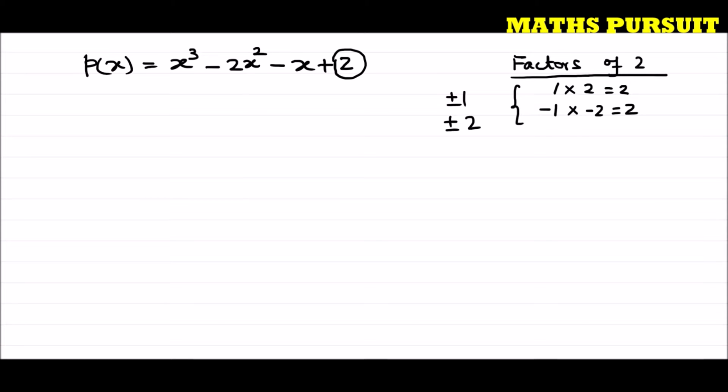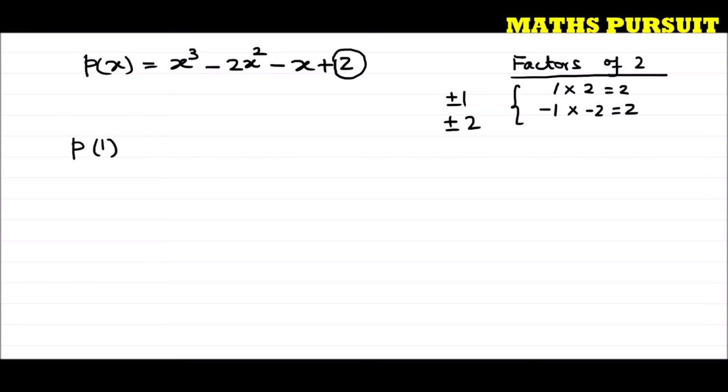Now, as per the factor theorem, we need to check if p(a) is equal to 0. That means we need to first replace the value of x with plus 1 and check if we are getting a 0. If we are not getting 0, then we'll go with minus 1, and then we will go with plus 2, and then we'll go with minus 2. Wherever we get a 0, we will stop there and we will conclude that that is our factor.